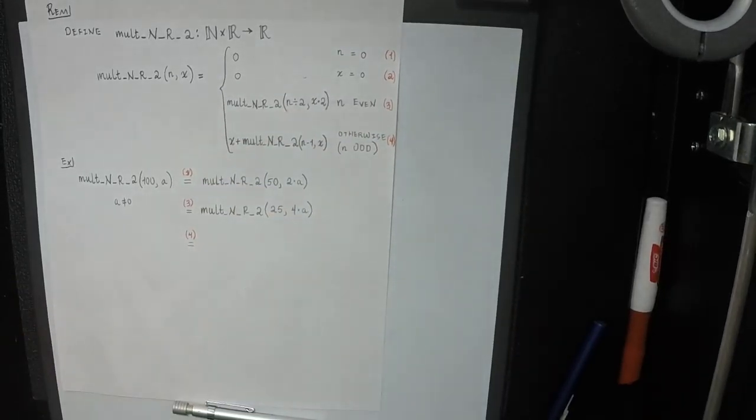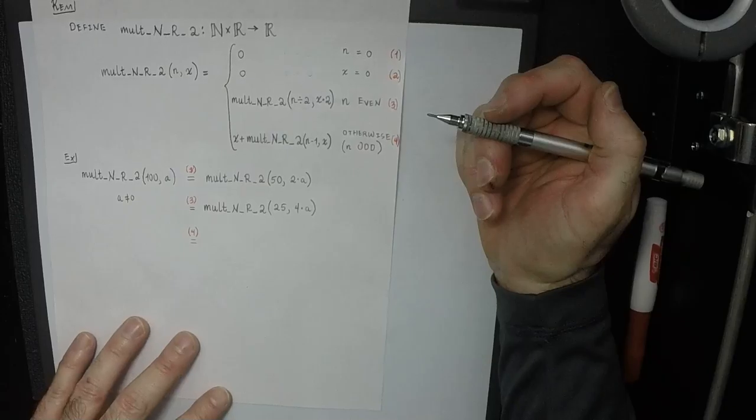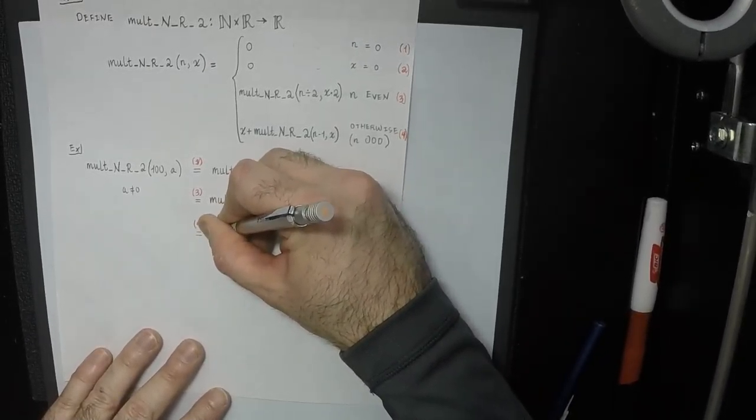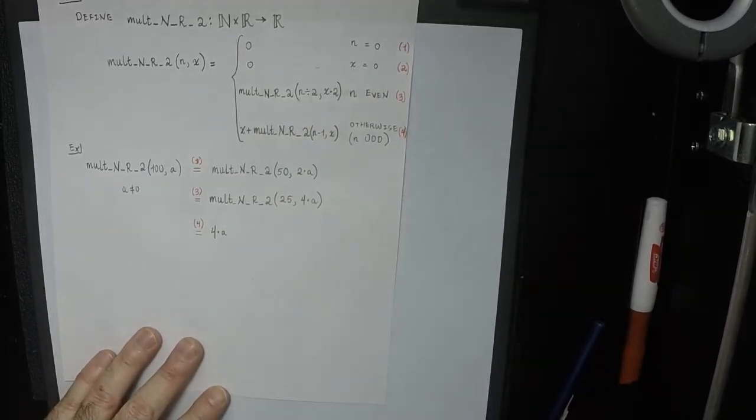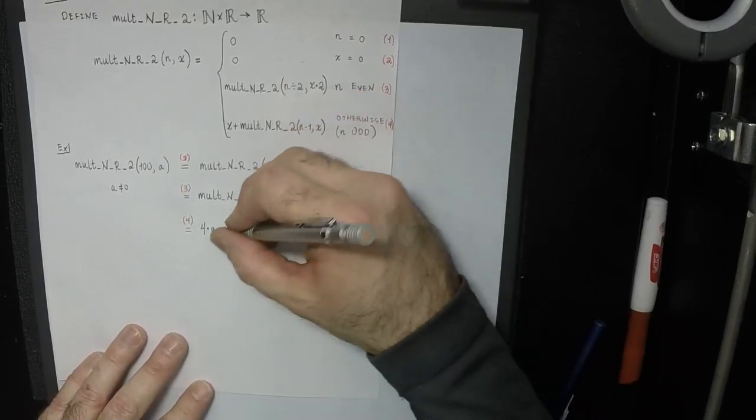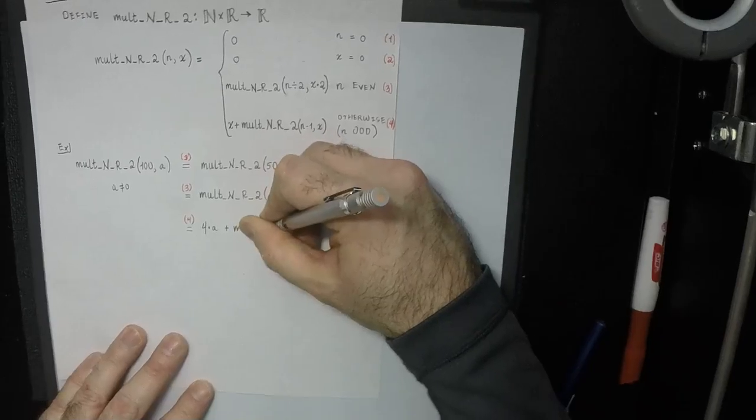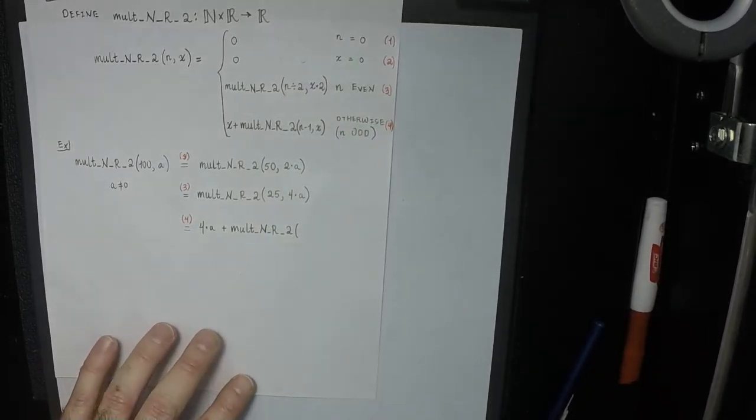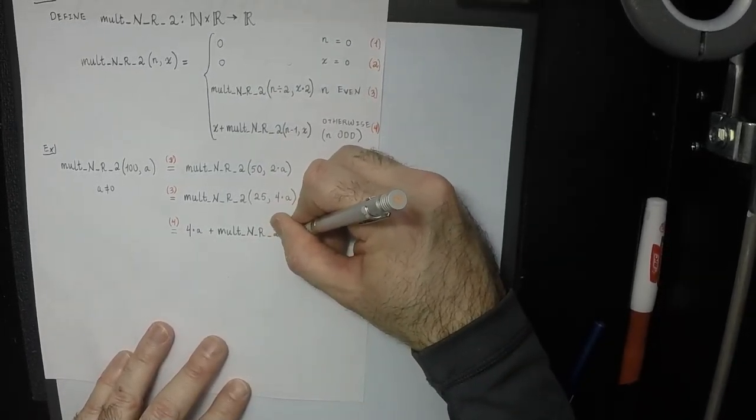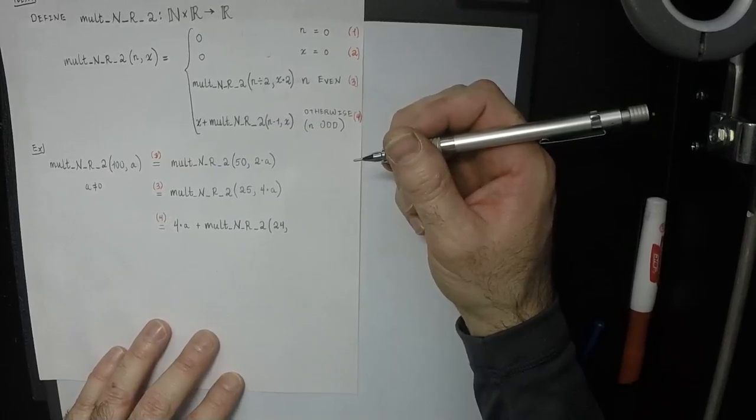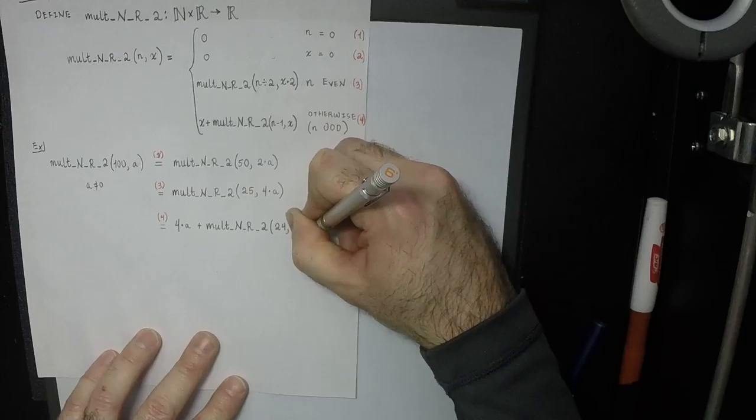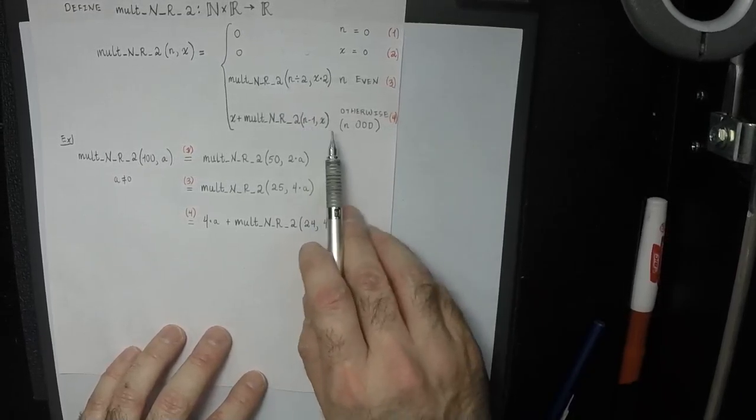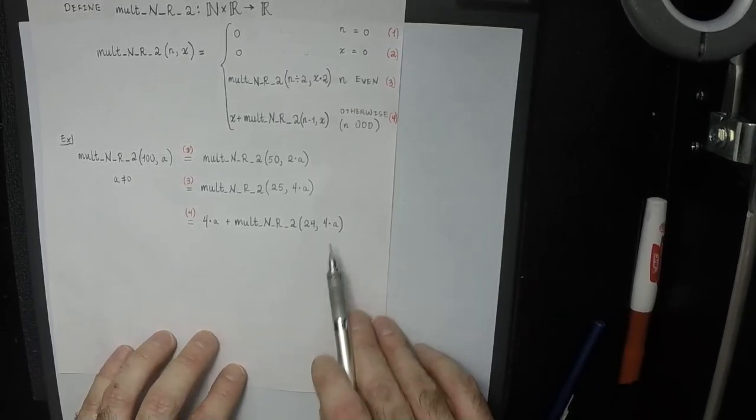So what are we supposed to do? We take out whatever the real argument is, which it currently is what? 4a. So we write 4a, and then what? Plus mult_n_r_2. And now what are the arguments? 24. And what? A. Not a. 4a. Because all that clause 4 does concerning the arguments, it just decrements the natural one and leaves the real one alone. So it was 4a, it is still 4a. You have a question?